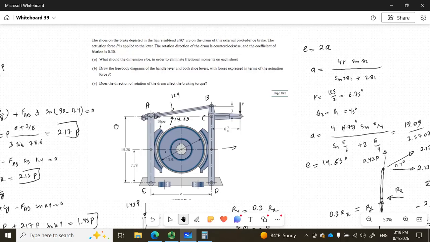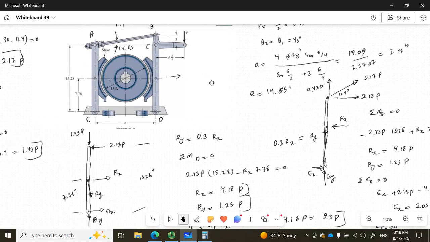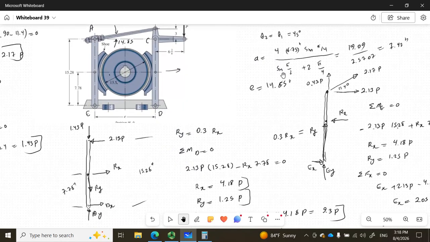Direction of rotation of the drum is counterclockwise. Okay. Did I assume it? Okay, I assumed clockwise. Yeah, alright, so that's okay. So I assumed it was going clockwise, right? And I did my solution based on that. So clockwise, yeah, this is going to go down, and therefore this one is going to go up. I solved the problem based on clockwise, but what happens if it is counterclockwise? Let's see what changes.